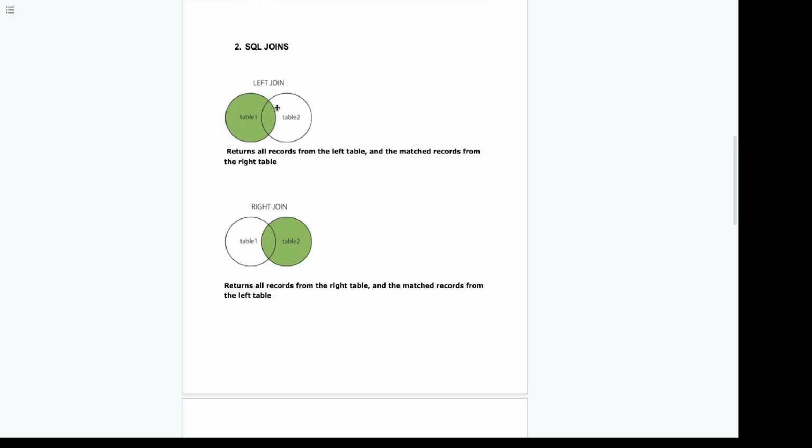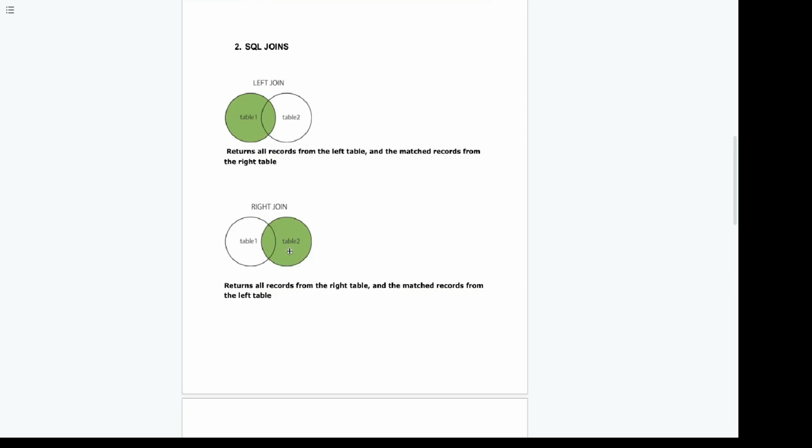If you look at this common part, this is the part which is common in table 2. So in left join, what will happen? It will return all the rows from the left table and only the matching rows from table 2. That is left join. And in the case of right join, it will return all the records from the right table, so all the rows from table 2 and the corresponding matching rows from table 1.